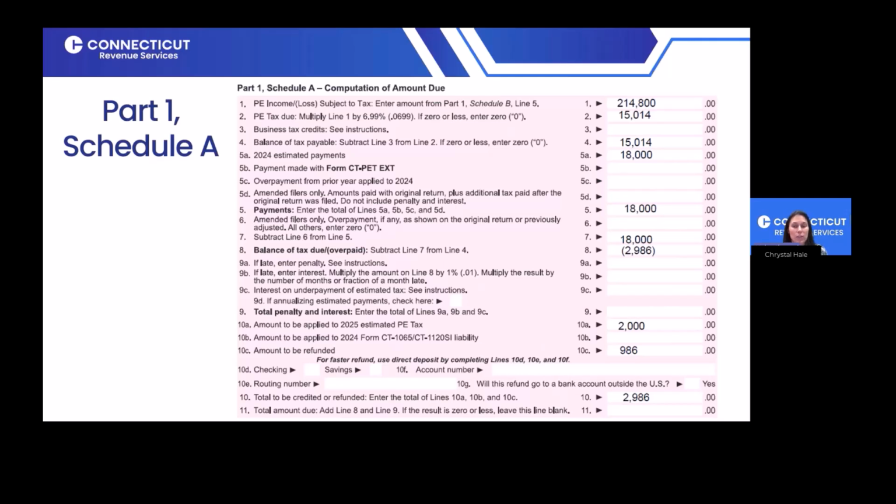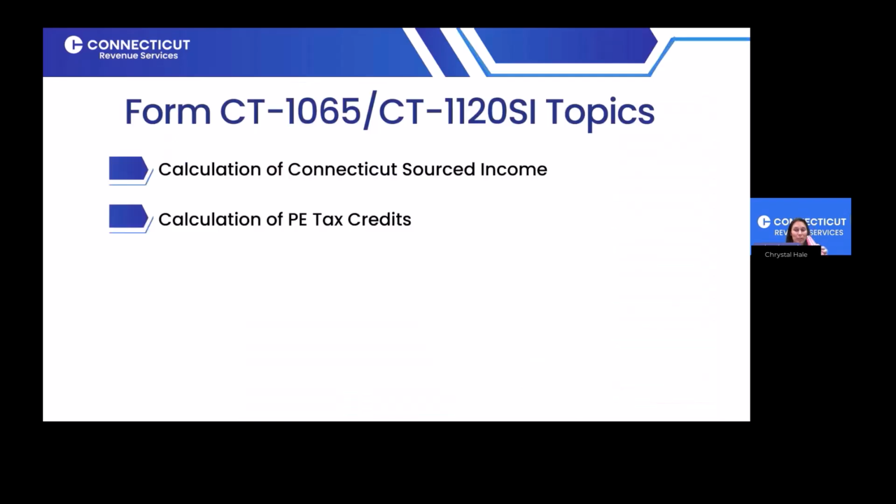And in this example, we have allocated that refund two different ways. On line 10A, you can see that $2,000 was applied to the 2025 estimated PE tax, and then the remaining $986 was refunded through the PE tax account. We've completed our Form CTPET.